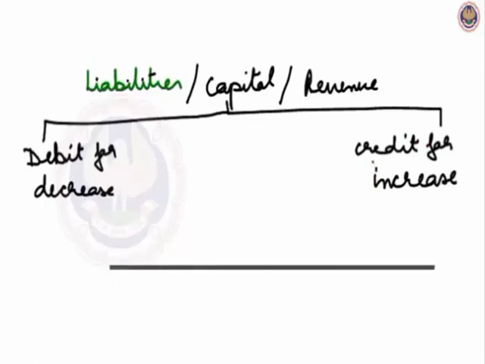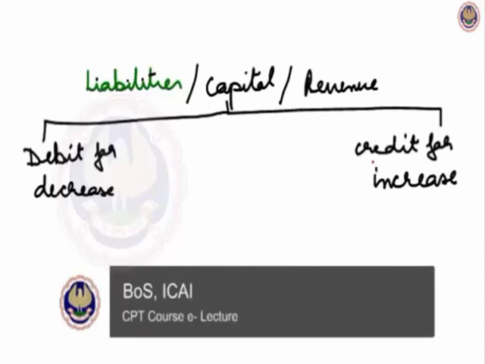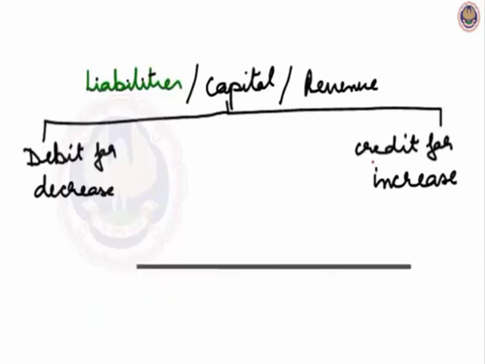So whenever there is decrease in liability or decrease in capital or decrease in revenue, we are supposed to debit it. And whenever there is increase in liability, increase in capital or increase in revenue, we are supposed to credit. So these are the rules which we follow when we use modern approach for finding out the journal entries.